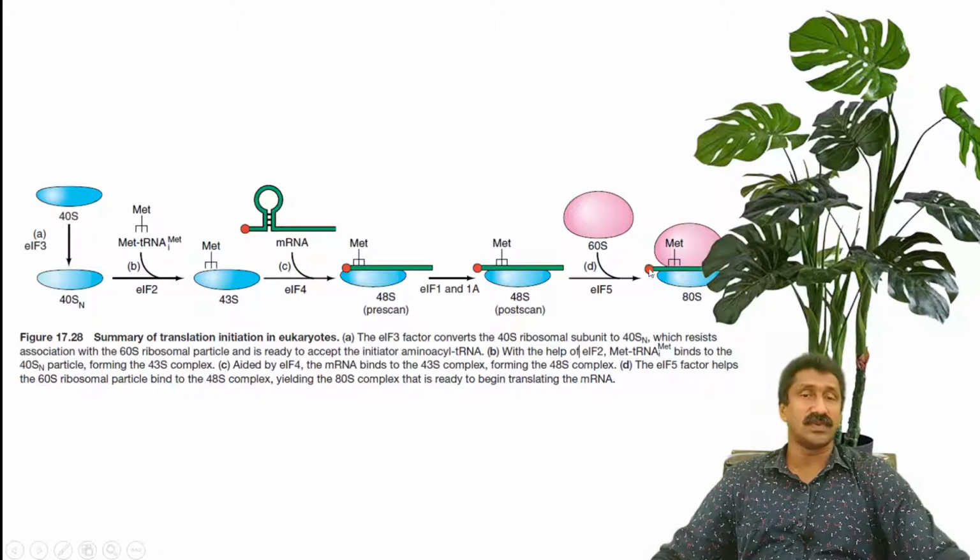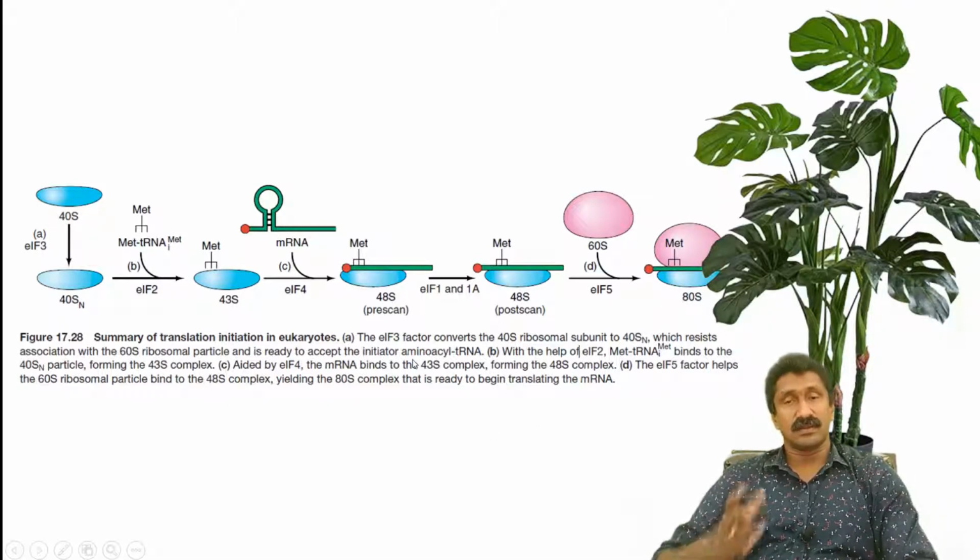Then the 60S subunit will bind, and that will be facilitated by eukaryotic initiation factor 5. And finally, the complete initiation process is done by attaching all the required components, and the methionine tRNA is now correctly positioned at the P site. Now the overall complex is an 80S. So this is the eukaryotic initiation process.